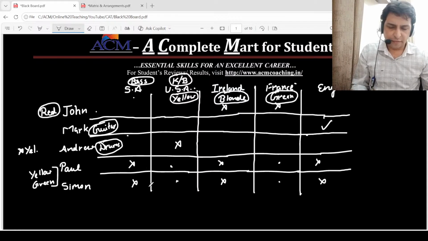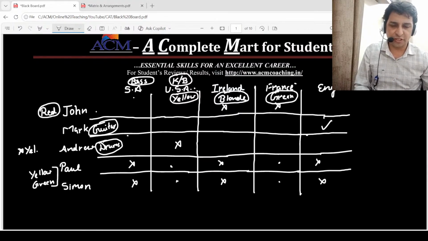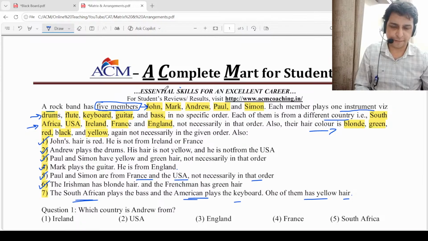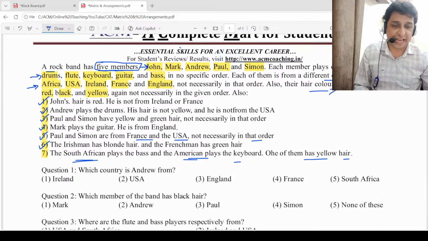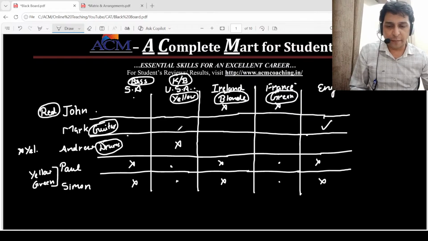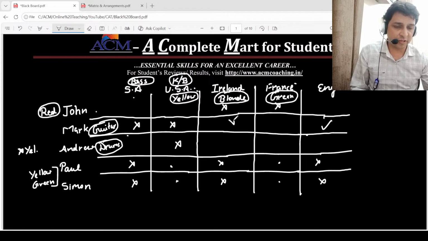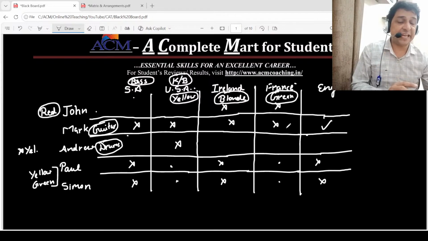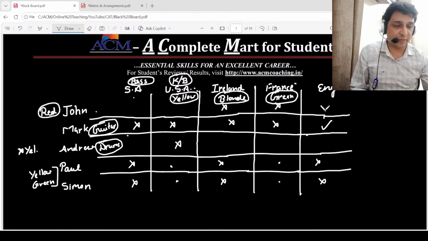Now go back to the question. After solving it, let's go back to the questions. The first question says, which country is Andrew from? Let's find it out. Now we know Mark is playing guitar and he's from England. So Mark cannot be from any other country. Put all the crosses horizontally. And if Mark is from England, nobody else can be from England. Put a cross for all of them.